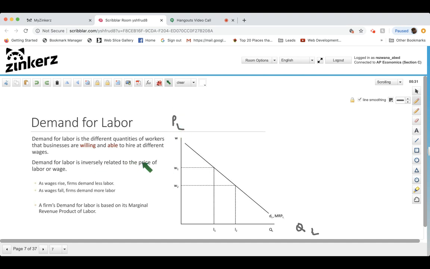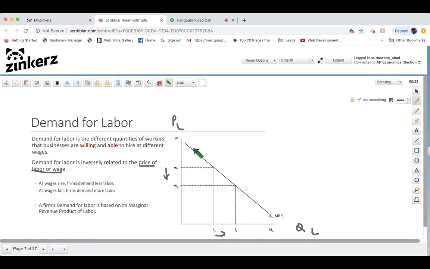As you can see, the demand for labor is inversely related to the price of labor, or wage. At higher wages, at W1, the quantity of labor demanded is at L1. So as wages increase, you demand fewer workers. At lower wages, as wage goes down, you demand more workers. And the inverse is true too. As wage goes up, you decrease your quantity demanded. As wage goes down, you increase your quantity demanded for labor.